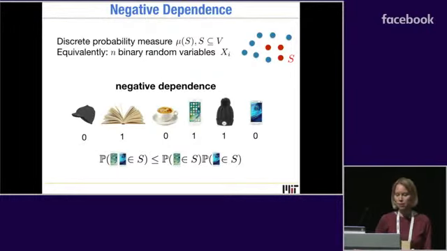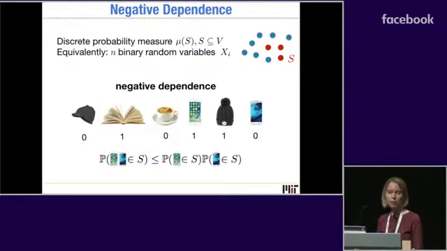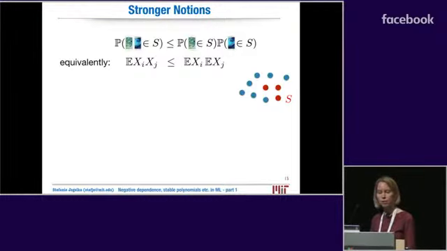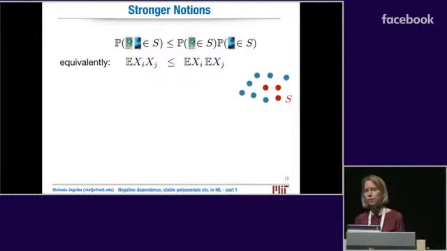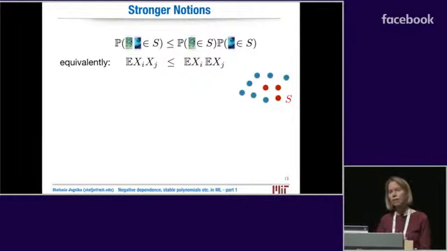So here's just a reminder slide of my definition of negative dependence. We have these binary variables xi, or equivalently random sets, and we say that the joint probability is smaller than the product if the items were independent. This notion of negative dependence is equivalent to the following inequality. It's essentially a negative correlation inequality: the expectation of the product of the variables is smaller than the product of the expectations.